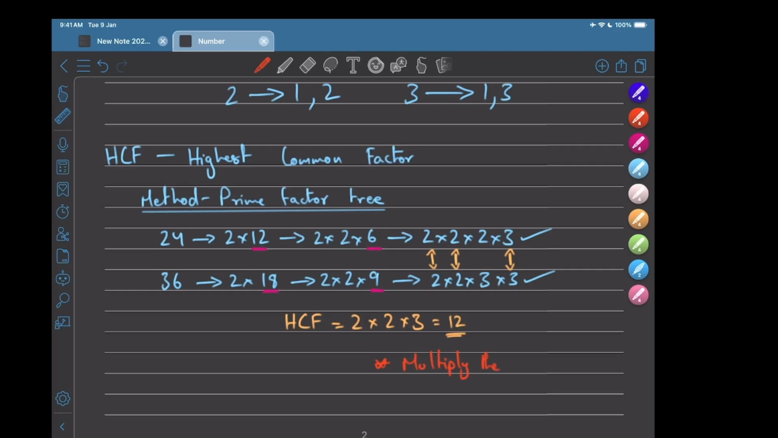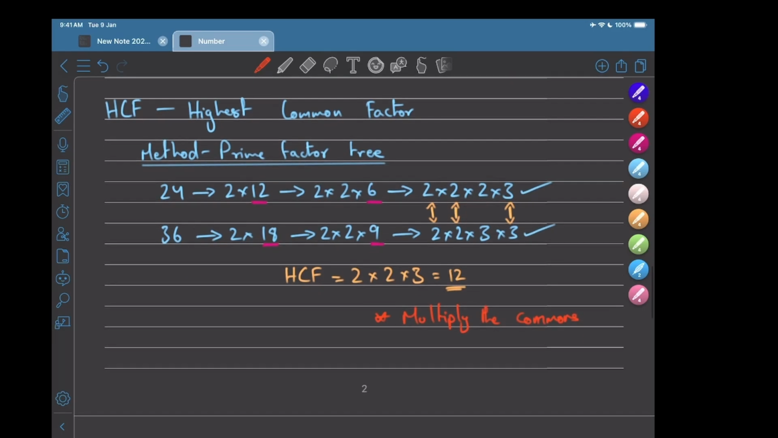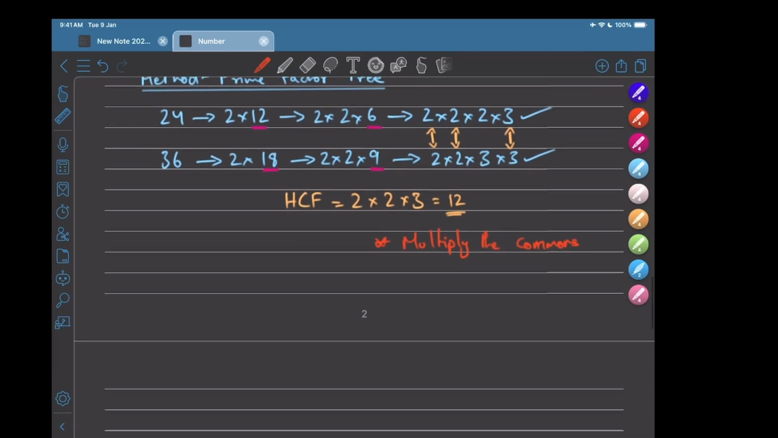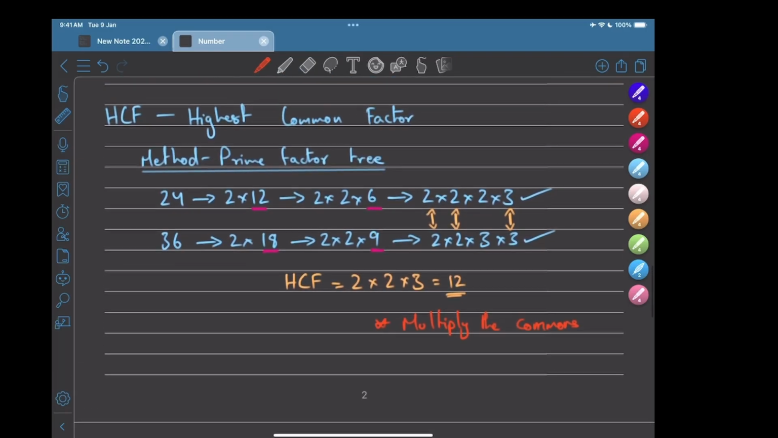the commons. What you do is you just multiply the commons, in this case 2, 2 and 3. These are the commons that are coming. So we take them only once, and then we multiply and we get the HCF, which is the highest common factor in both. This is basically what HCF is about.